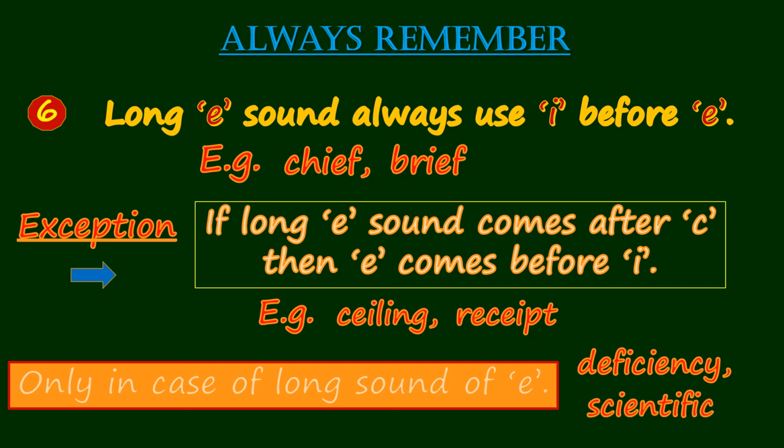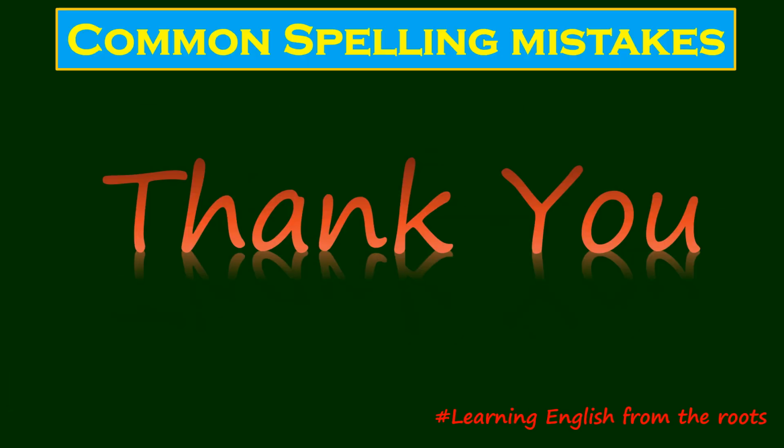The spelling will be D-E-F-I-C-I-E-N-C-Y. There's another word, scientific. Again, you have short sound of E here. So after C, you do not need to write E first since it is a short sound. So you will write S-C-I-E-N-T-I-F-I-C. I hope you all have understood how you can avoid common spelling mistakes in English.